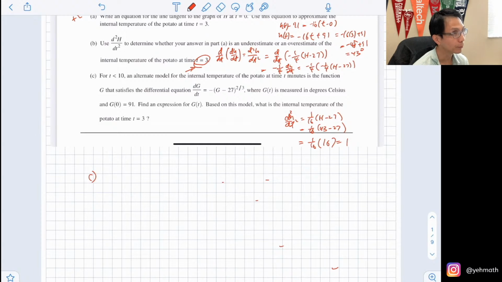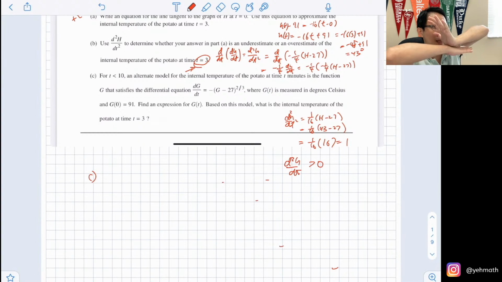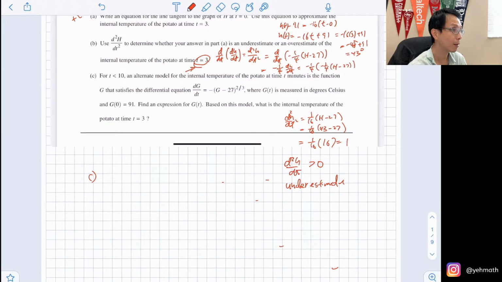So by getting the answer for part B, how can we tell from there if it's an underestimate or overestimate? Oh, good. It's positive. d²H/dt² is greater than 0. So it must be concave what? Up, right? If it's concave up, what happened to the tangent line? Underestimate. Does that make sense? That's what I talked about on Friday.